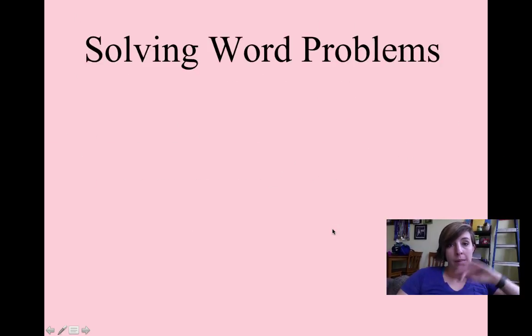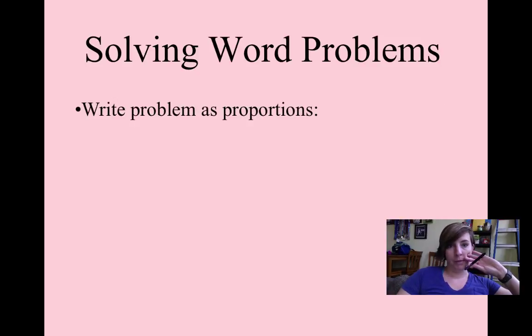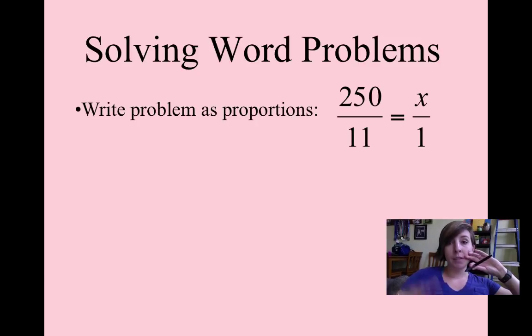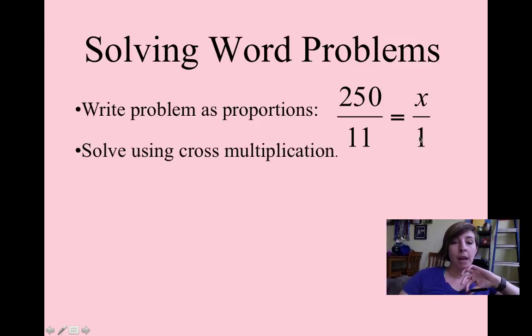Okay, so now we're going to work on comparing two ratios and using the constant of proportionality to solve more complex word problems. First you're going to write them as proportions. You're going to set them up as equivalent ratios, but there's going to be one number missing. So this is another way to solve that last problem. We have 250 miles and 11 gallons. So we are traveling 250 miles on 11 gallons. We want to know how many miles we can travel on 1 gallon. We're going to solve using cross multiplication.